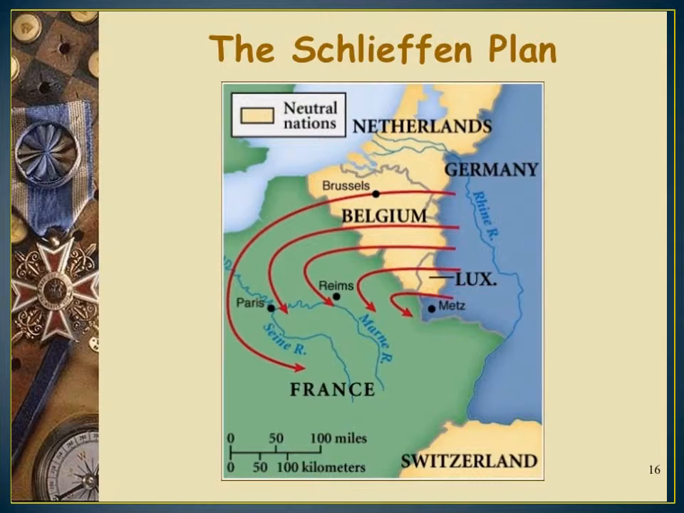And they marched through Belgium into France, and the war started primarily in France. Schlieffen is the German general who came up with this idea, this plan. However, it didn't work because the French army was there and ready for them.